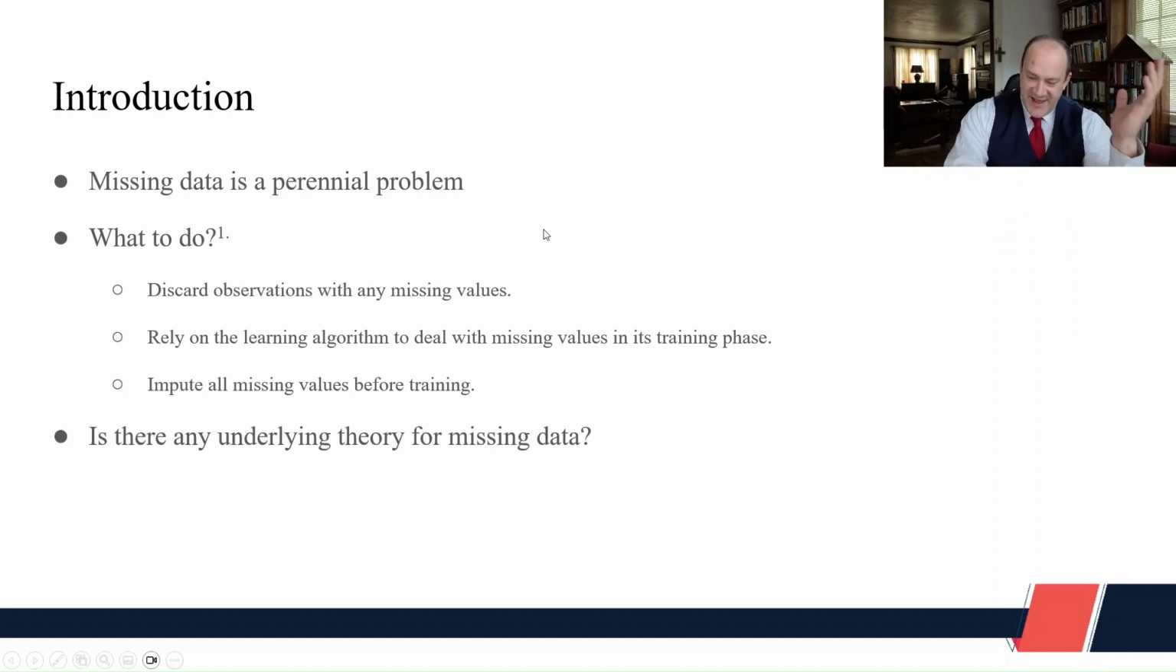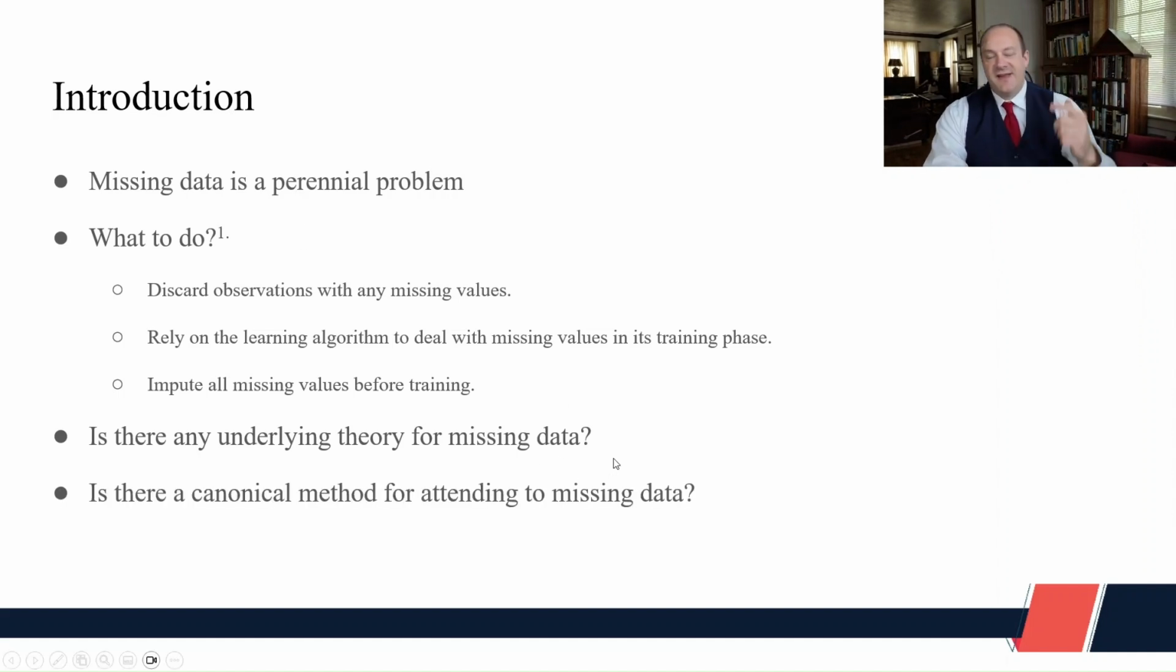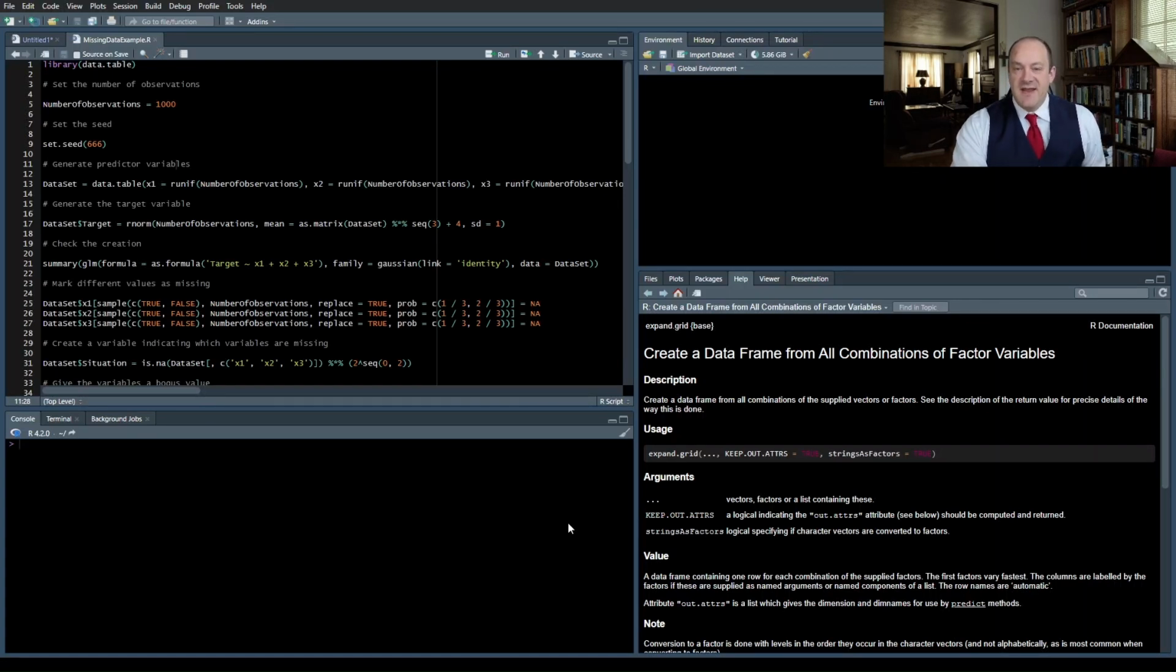But again, just like our question about how do you standardize variables, all of these suggestions really belie the fact that there doesn't appear to be an underlying theory for how to deal with missing data. Is there a canonical method to deal with this? And again, apparently there isn't, since all these suggestions are being given. So to explore what this might look like in practice, let's go to our good friend RStudio to get some intuition about how this could work.